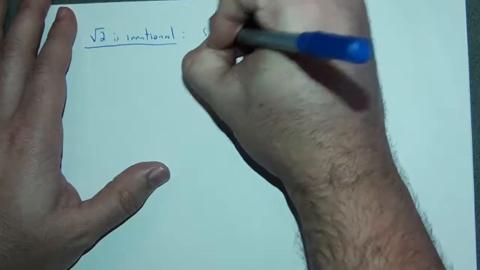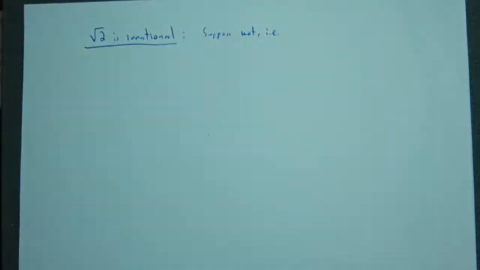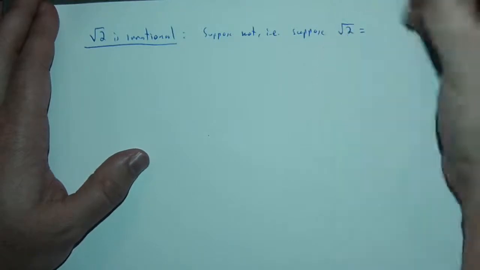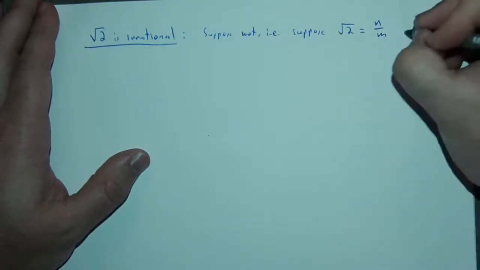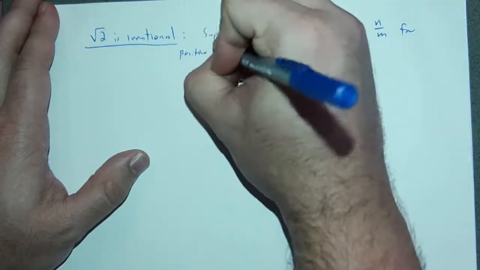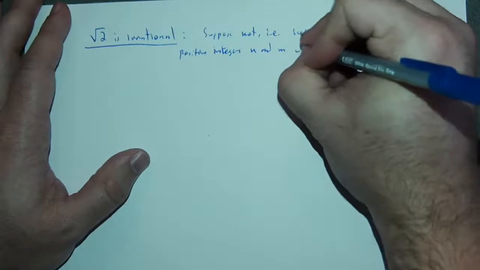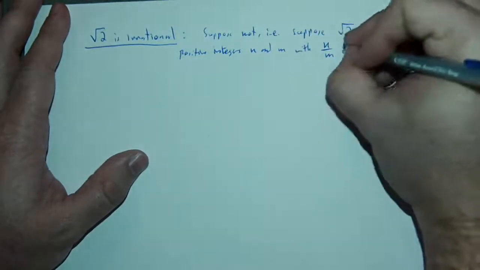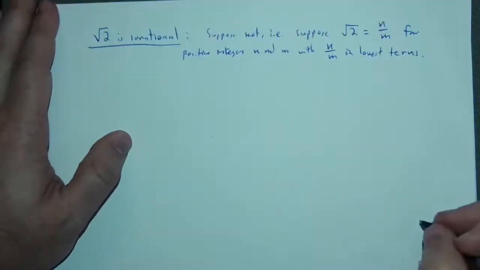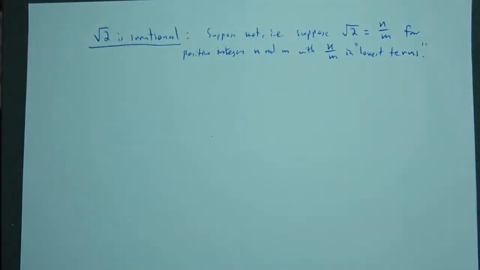So suppose not, i.e., this is a proof by contradiction, so suppose that square root of 2 is equal to n over m for positive integers n and m with n over m in lowest terms. Okay, so they share no non-trivial factors. Right, I can't reduce n over m any further.